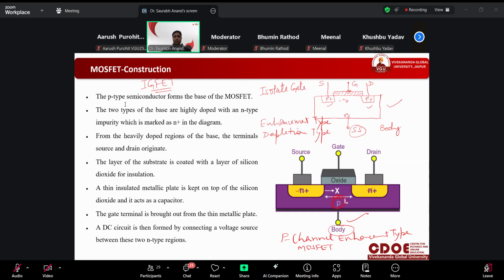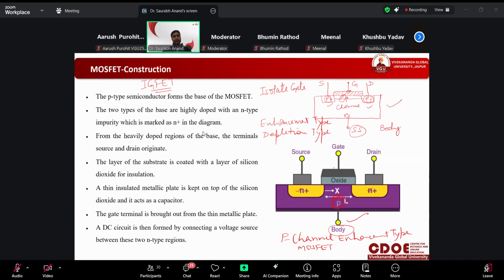Now I will draw depletion type here. Whatever I have drawn, I will make it depletion. So this is the channel. And this channel will be of P type, because this is P type and this is P type, so this channel should also be of P type. If it is N type, then the channel will be of N type, right? Clear?